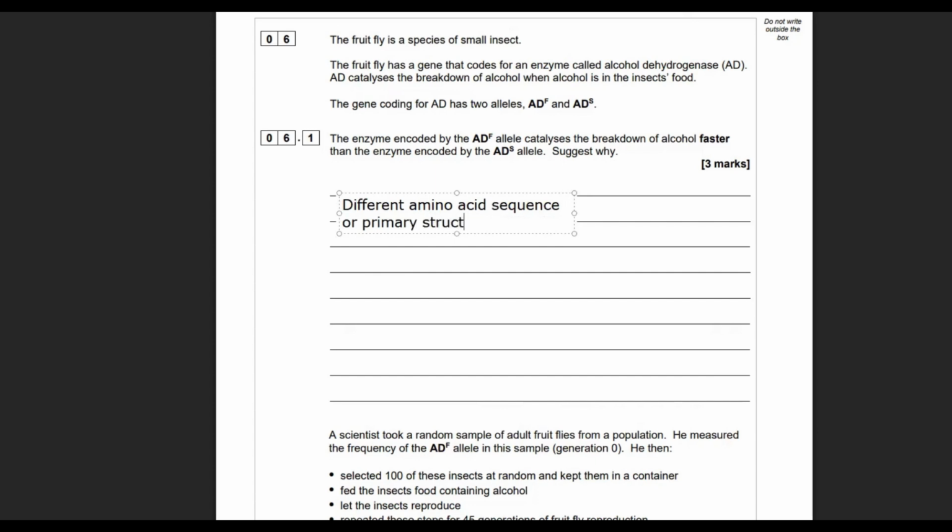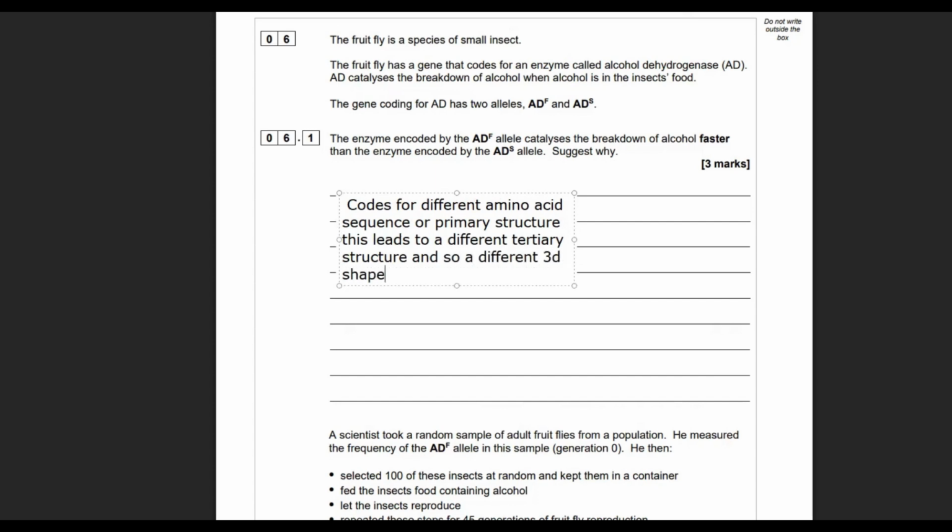So it codes for a different, I might want to be a little bit more fancy. So ADF codes for, it won't be very different, but a slightly different amino acid structure or sequence or primary structure. This leads, due to the different ionic bonding, covalent bonding, etc., to a different tertiary structure, and so a different 3D shape.